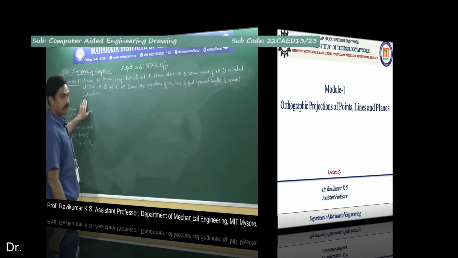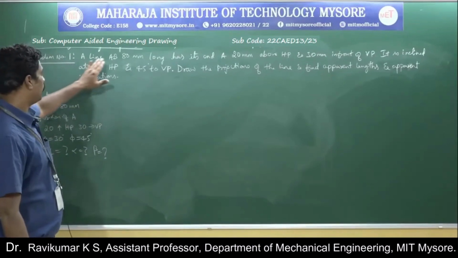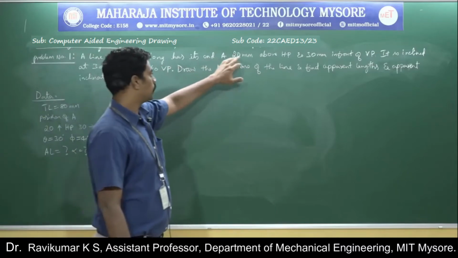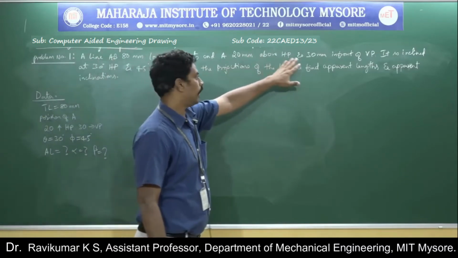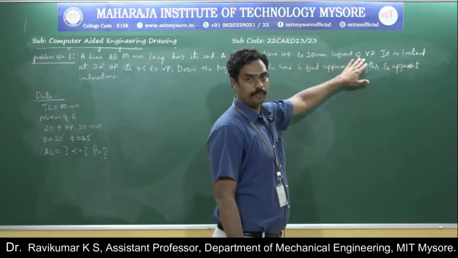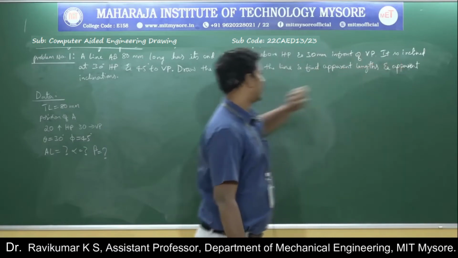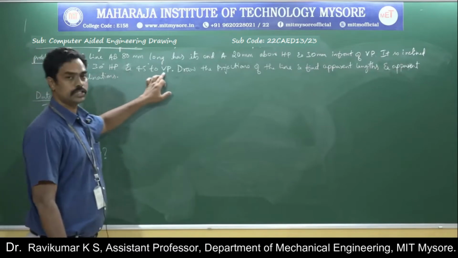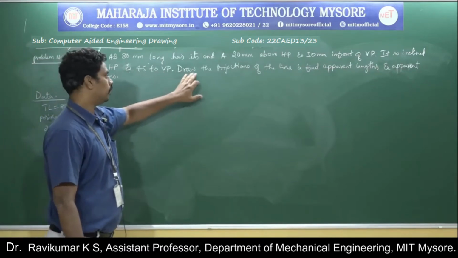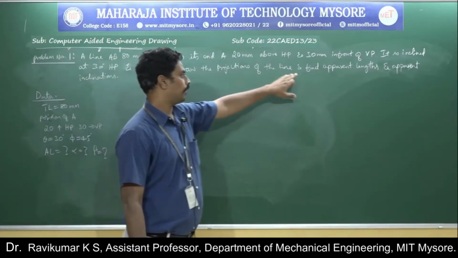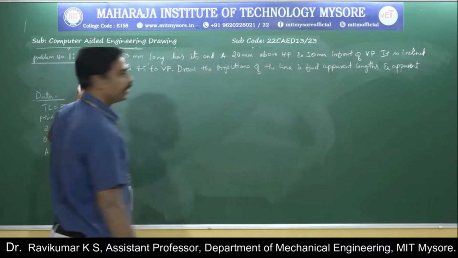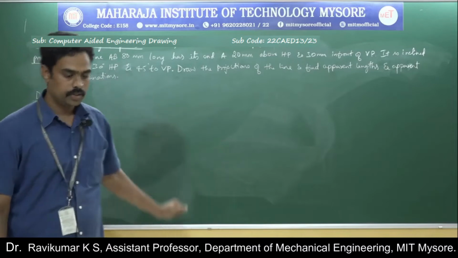Okay, so this is the first problem. A line AB 80 mm long has its end A 20 mm above HP and 30 mm in front of VP. It is inclined at 30 degrees to HP and 45 degrees to VP. Draw the projections of the line and find apparent lengths and apparent inclinations. So this is the first problem.